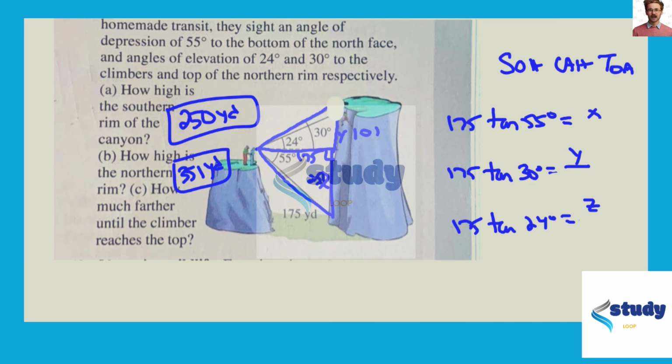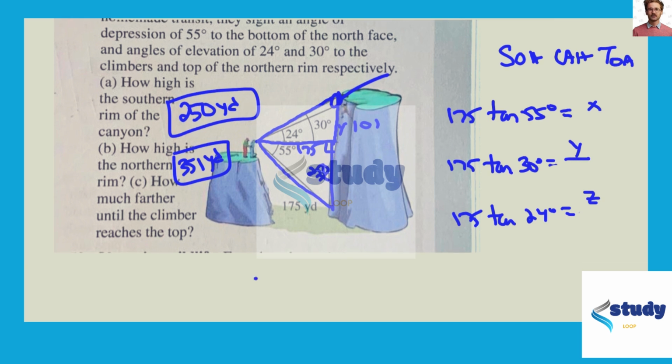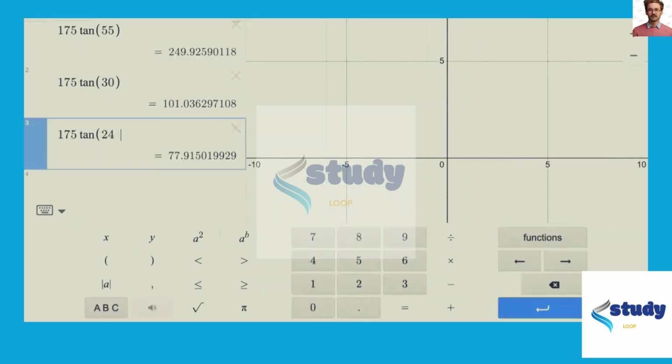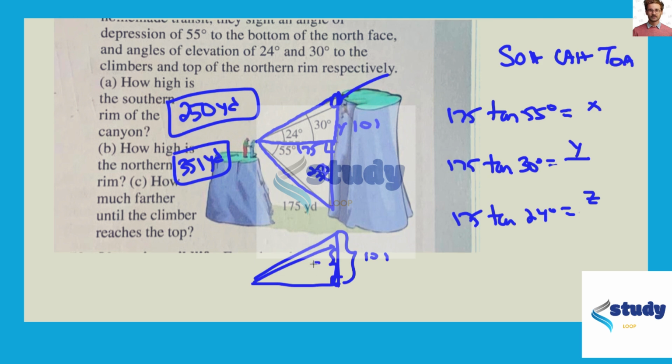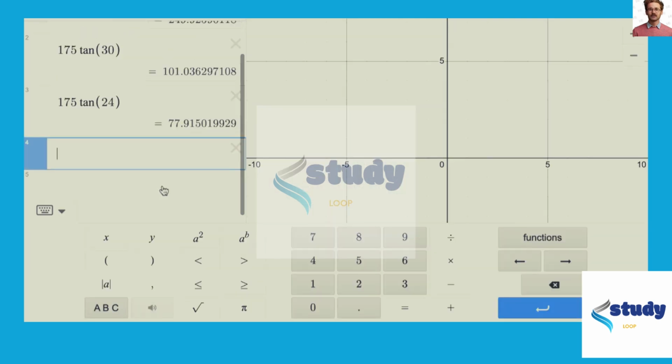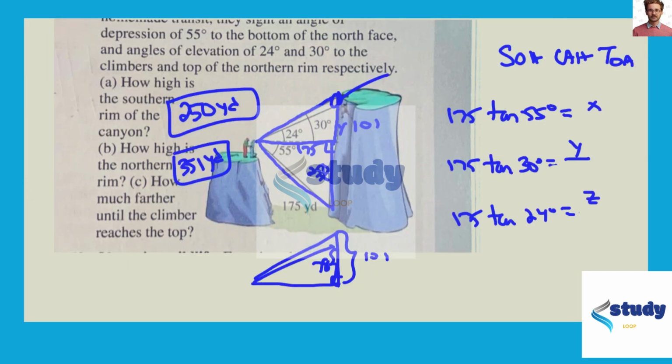So we want to find this difference. If I zoom in on this triangle, we already know that all of it was 101 and that this part from the 24 degrees would be, let's call it, 78. So the climber is going to have to do the difference, 101 minus 78, which is about 23 yards more to go for the climber.